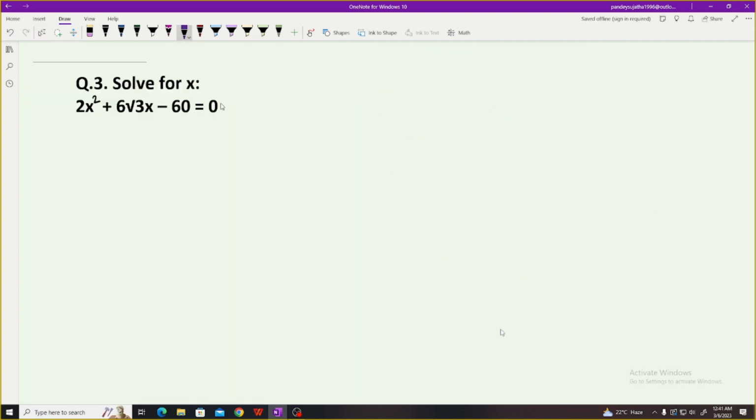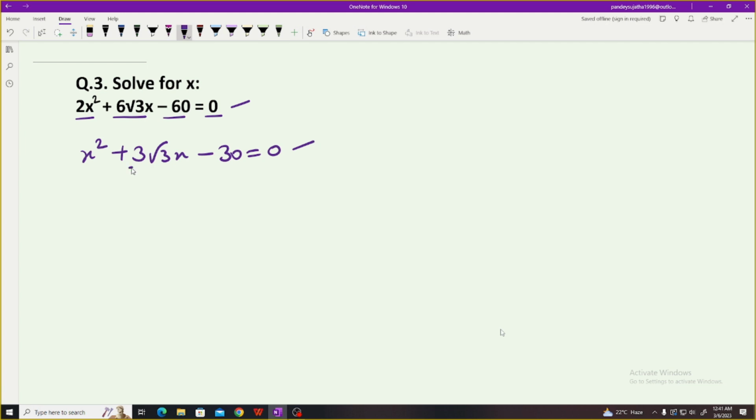Solve for x. That means we need to find the zeros of this equation. So write this equation in the simplest form. 2x square plus 6 root 3x minus 60 equal to 0. These are all multiples of 2. Cancel all these terms with 2 and we get x square plus 3 root 3x minus 30 equal to 0. So let's find the zeros of this equation by using the factorization method.